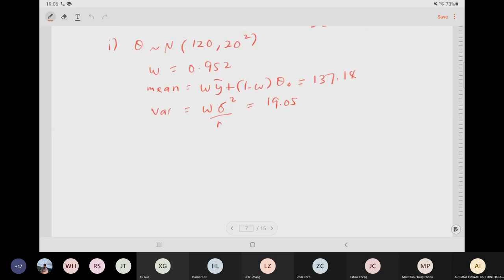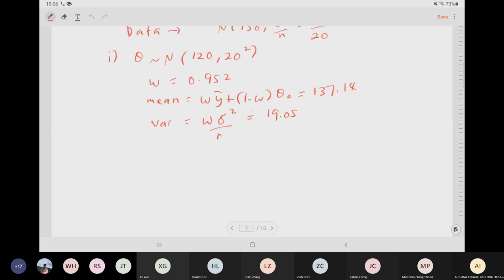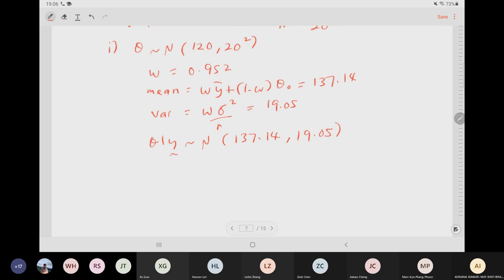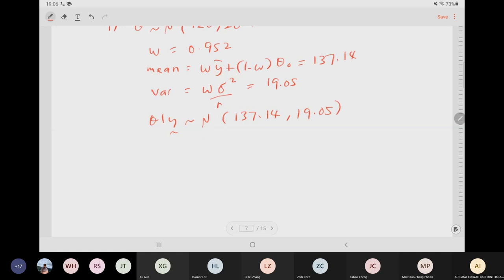Okay, after you plug in and calculate, you will get your posterior, which is a normal with this mean and this variance. And if you want to find, for example, the posterior probability that theta is bigger than 135, given the data, so this is a posterior probability, right?